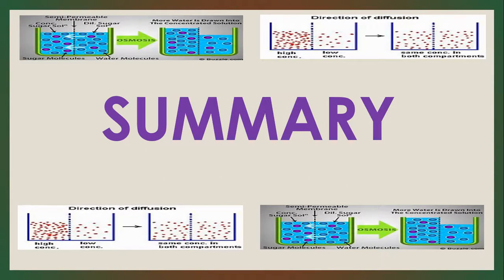By way of summary, my dear learners, we touched on examples of osmosis in plants and animals. Then we moved on to look at the differences between osmosis and diffusion. And finally, we touched on the common features or similarities between osmosis and diffusion.